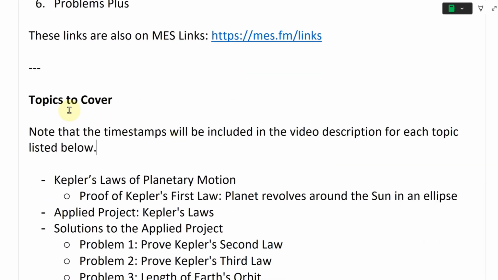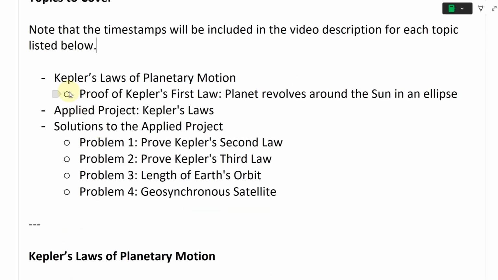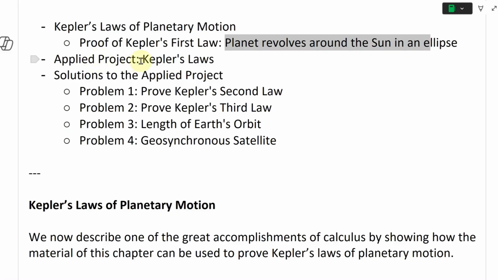So let's take a look at topics to cover. Note that the timestamps will be included in the video description for each topic listed below. So we'll go over Kepler's laws of planetary motion, and then go over proof of Kepler's first law, which basically states a planet revolves around the sun in an ellipse, where the sun is one of the foci of it. Anyways, so applied project Kepler's laws.